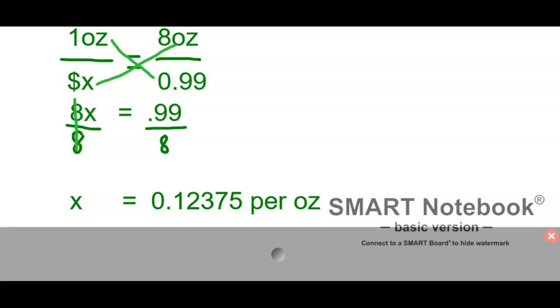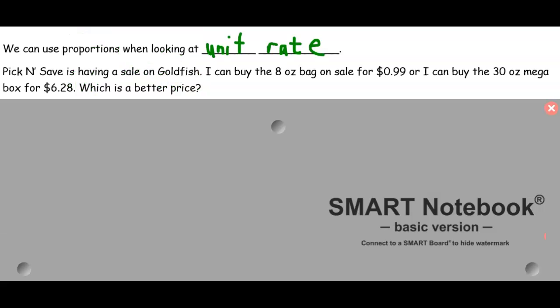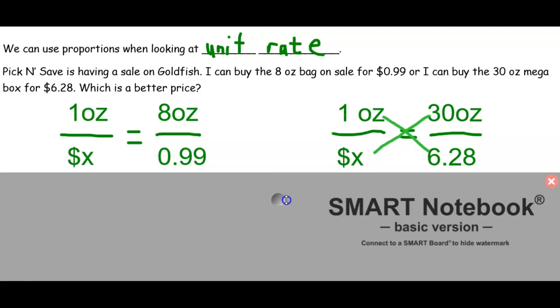All right. Now I need to do the same thing with the mega box. So the mega box is 30 ounces. Okay. So I'm looking at how much 1 ounce is. So 30 ounces is to $6.28. 1 ounce is to I don't know how much. I'm going to cross multiply.